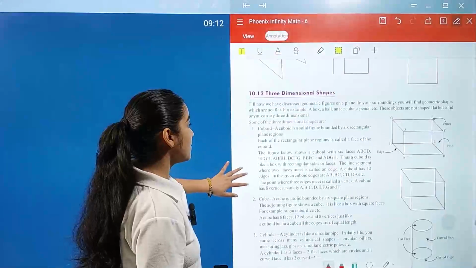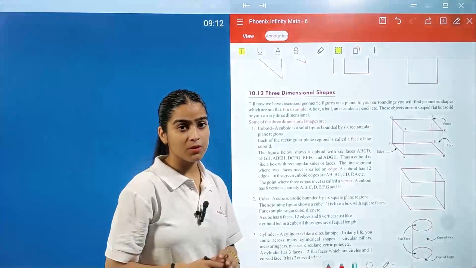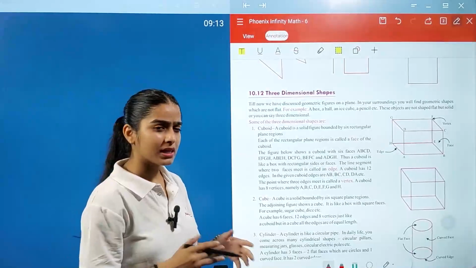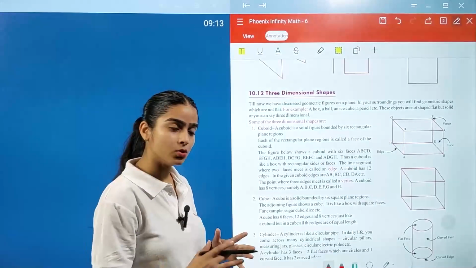Now we have 3-dimensional shapes. 3-dimensional shapes means 3D shapes. Till now we learnt about the 2D shapes. We have rectangle, square, rhombus. These are the 2D shapes.